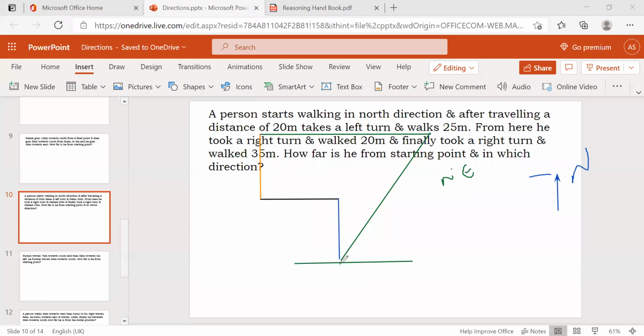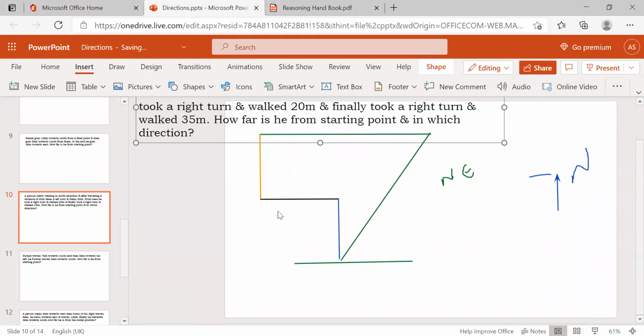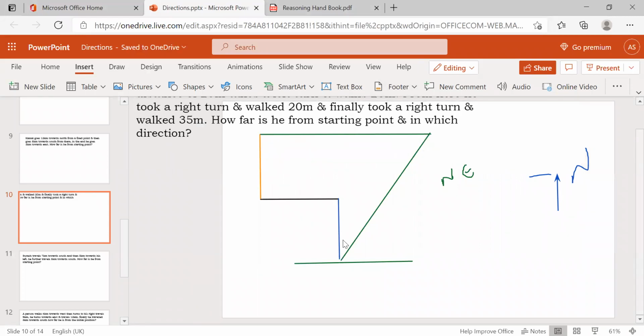Direction we know. Now, what is the distance from here to here? If you know the distance, better I'll move this one somewhere. Now you better understand. He traveled like this first of all. This is 20 meters and this is 25 meters, and again he took 20 meters. Finally he took 35 meters.